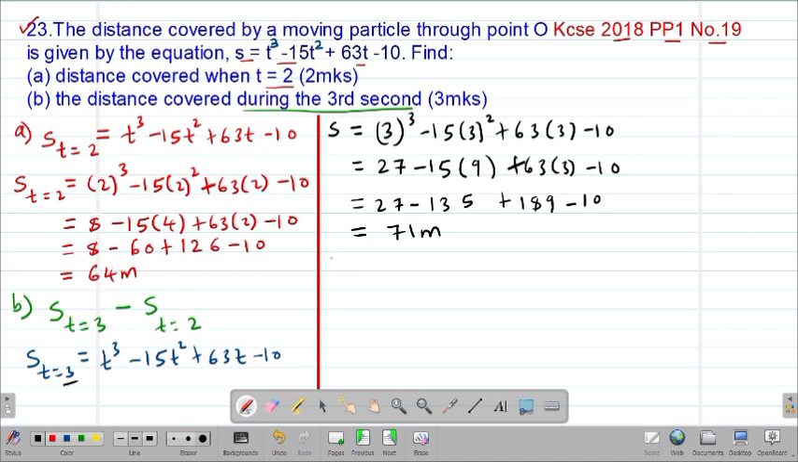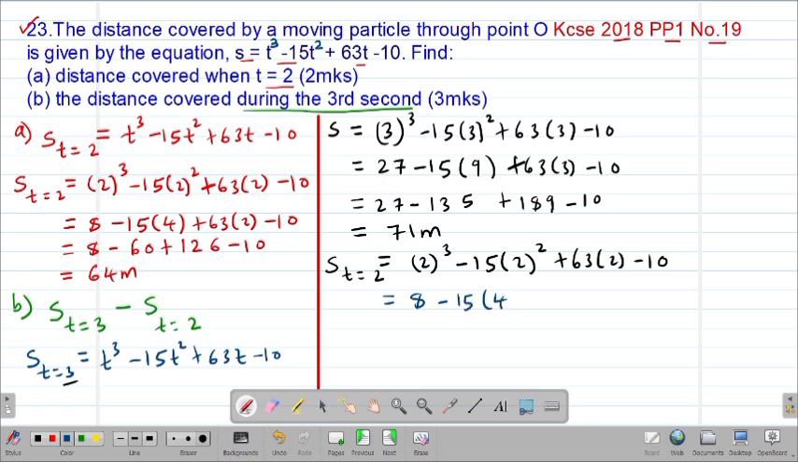Then you also get s whenever t is equal to 2. So this will be equal to, of course, we're going to have 2 cubed, because now our t is 2. Then of course minus 15 into 2 squared. Then of course plus 63 into 2. Then of course minus 10. So this is going to simplify into the following. 2 cubed of course will be 8 minus 15 into 2 squared, that is 4.